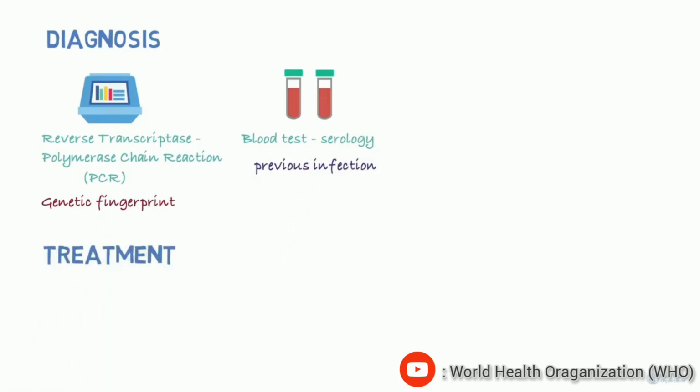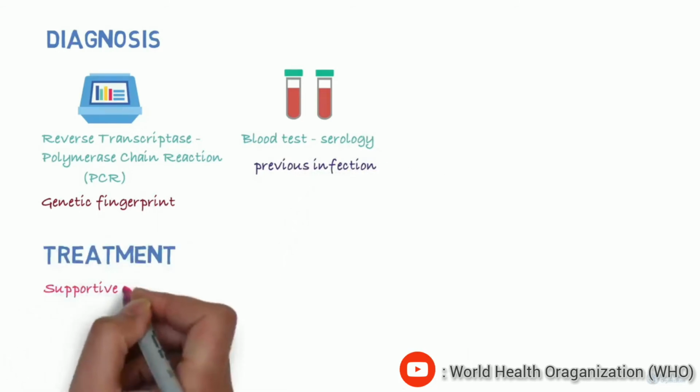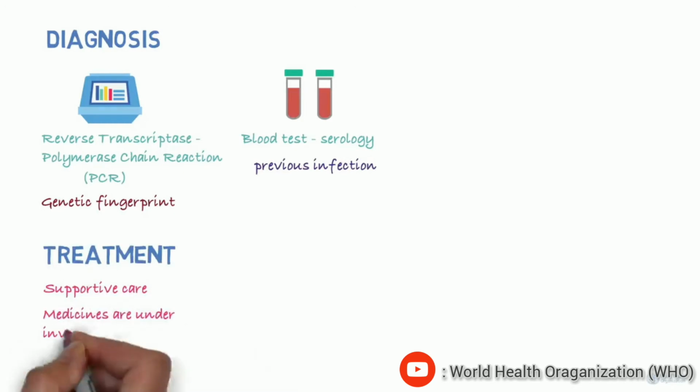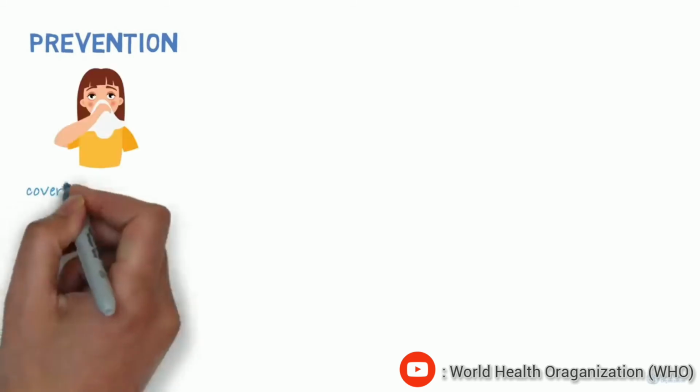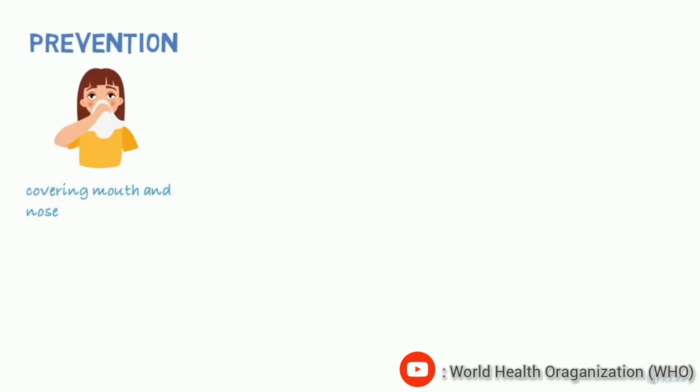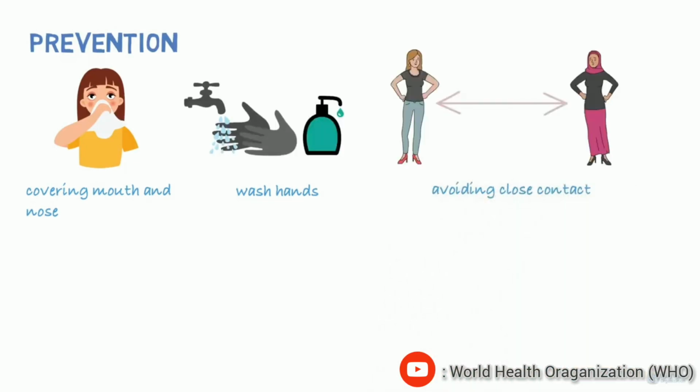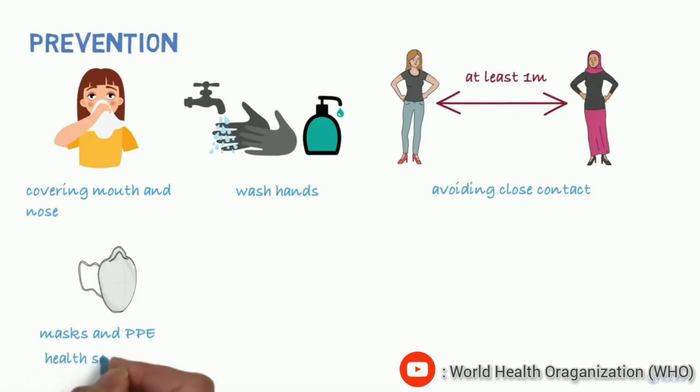The treatment for COVID-19 is mainly supportive care. Medicines against the virus are currently under investigation. How do we prevent transmission of the virus? There are a number of effective ways to prevent the spread of the disease. These include covering your mouth and nose when coughing or sneezing with a flexed elbow or tissue, and throwing the tissue in a closed bin immediately after use. Wash hands regularly with soap and water or an alcohol-based hand rub, maintaining at least 1 meter distance from people, and the appropriate use of masks and personal protective equipment, especially in health settings.